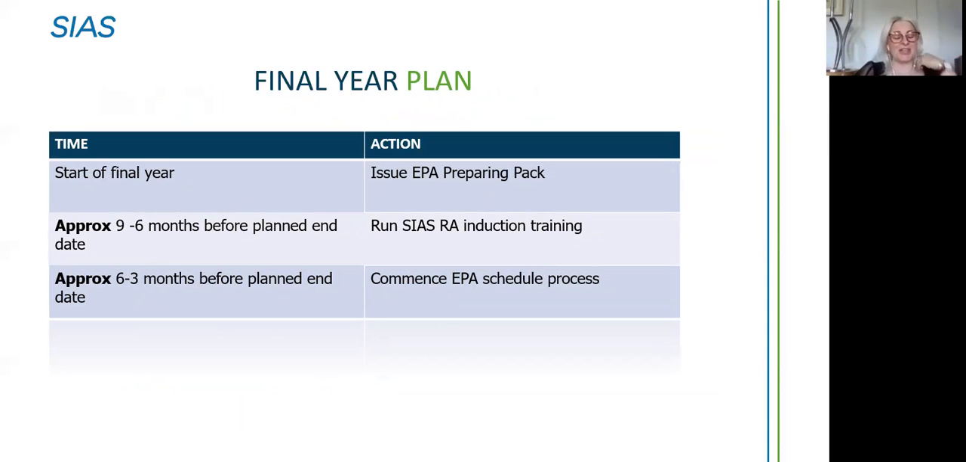projects might be like. In terms of the employer, we will go through some registered assessor induction training. Now, these are just illustrative timelines. If we can get them in 9 to 6 months, that would be ideal for us. But if you've worked with us previously, you might know that timeline is illustrative. You might be thinking a little bit closer to the time, so 3 to 6 months before the endpoint. We will think about commencing the EPA scheduling process a little bit after that.